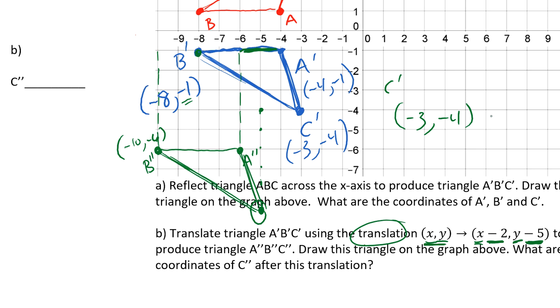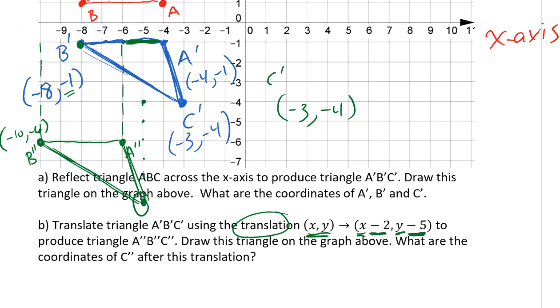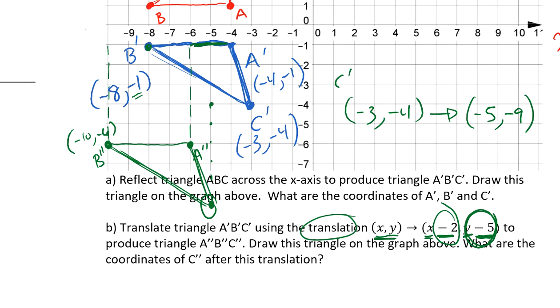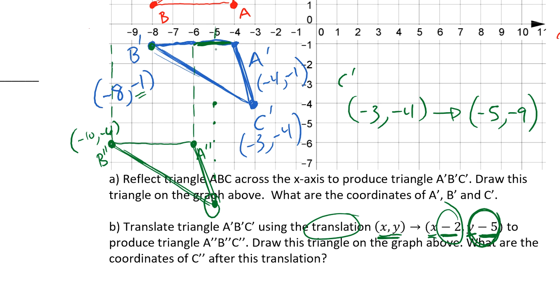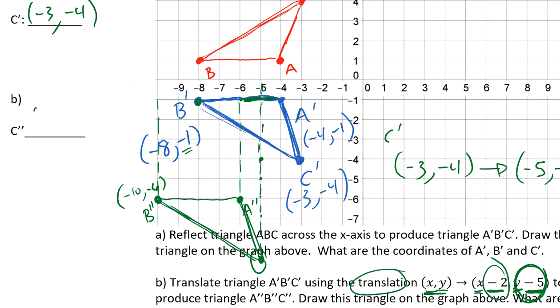This is C prime. And in order to get to C double prime, again, I'm subtracting 2 from the x. So this is going to go to negative 5 for the x value. And then I'm going to subtract 5 from the y. So I'm at negative 4, so this is going to go to negative 9. So if I count that, I should be at 1, 2, 3, 4, 5, 6, 7, 8. Yep, should be at 9. So this is at negative 5 comma negative 9.